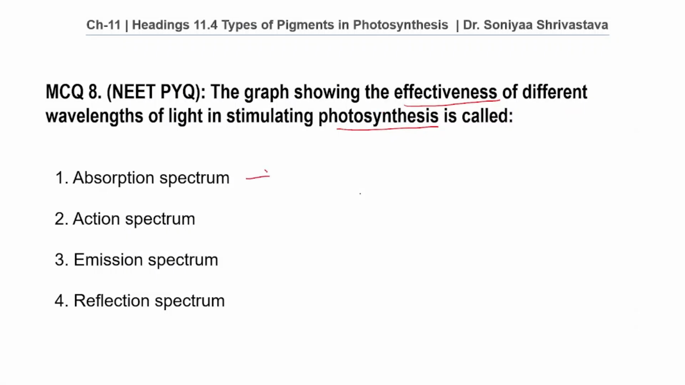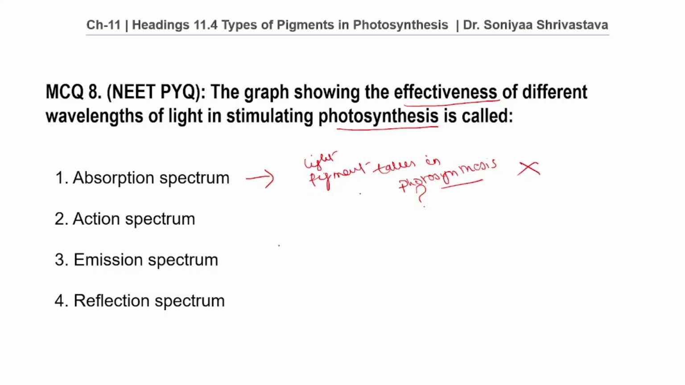First is absorption spectrum. What do you mean by absorption? Absorption means how much light the pigment takes in. But taking in light is not enough. We need to know whether photosynthesis actually happens or not. So this option is wrong.